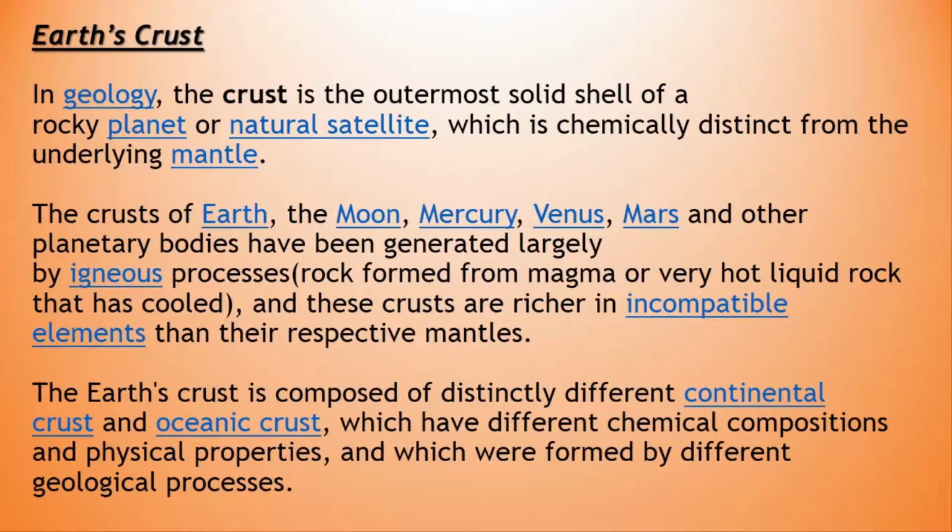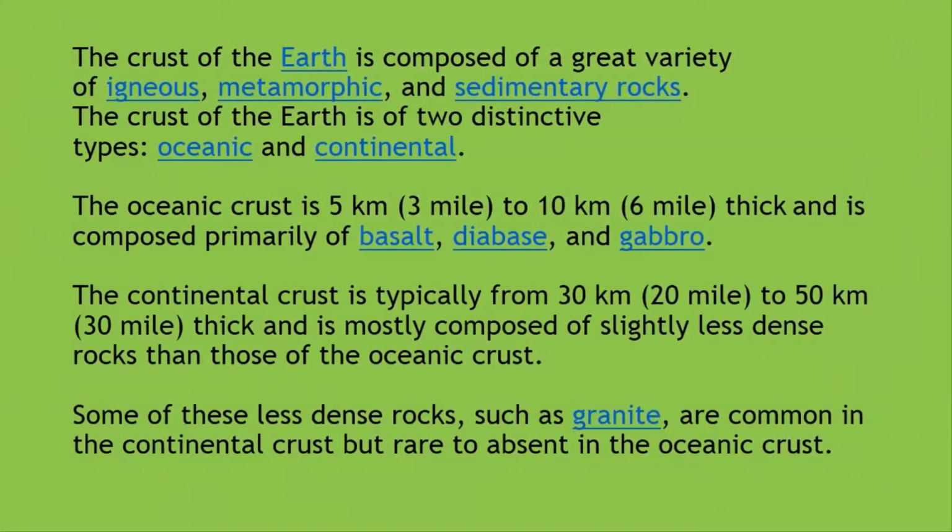The Earth's crust is composed of distinctly different continental crust and oceanic crust, which have different chemical compositions and physical properties, and which were formed by different geological processes. The crust of the Earth is composed of a great variety of igneous, metamorphic, and sedimentary rocks. The crust of the Earth is of two distinct types, oceanic and continental.